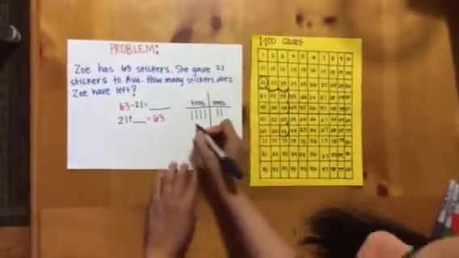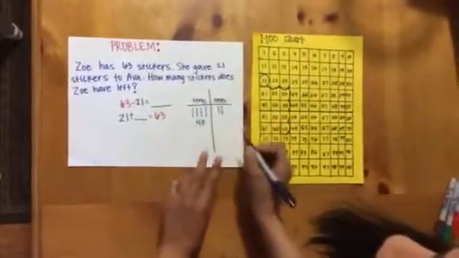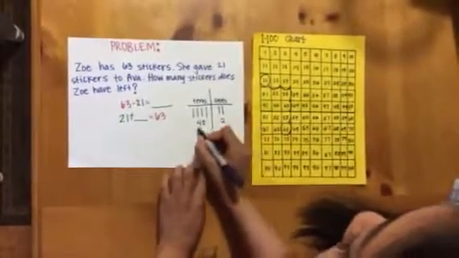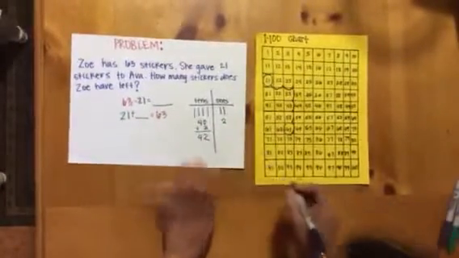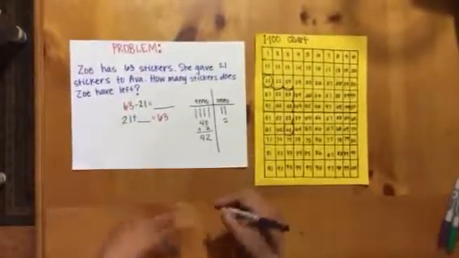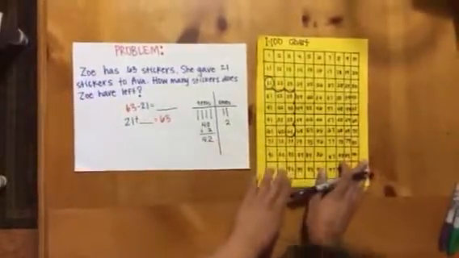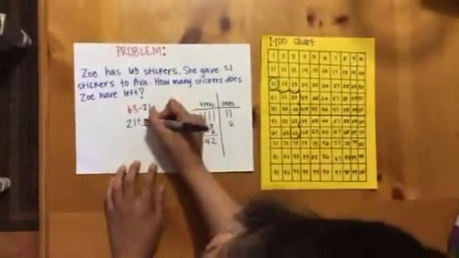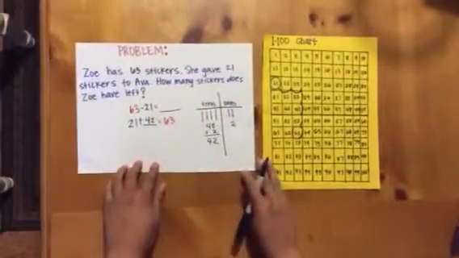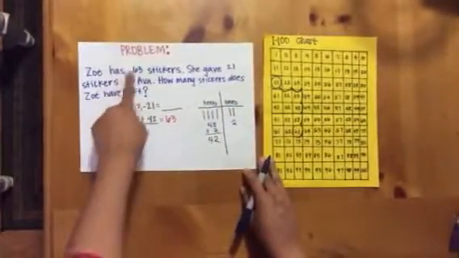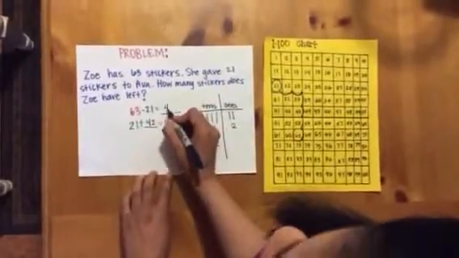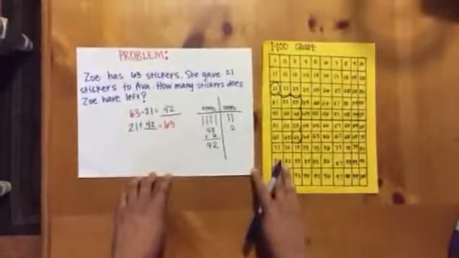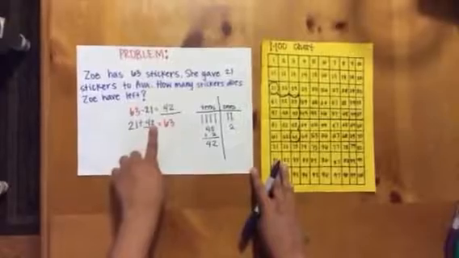We know that 4 tens is equal to 40, and 2 ones is equal to 2. When you add these two together, your answer is 42. Now, we go back to our problem and input what we got from our hundredths chart into the blank. And we can see that the difference from 63 and 21 is 42. So how many stickers does Zoe have left? She has 42 stickers.